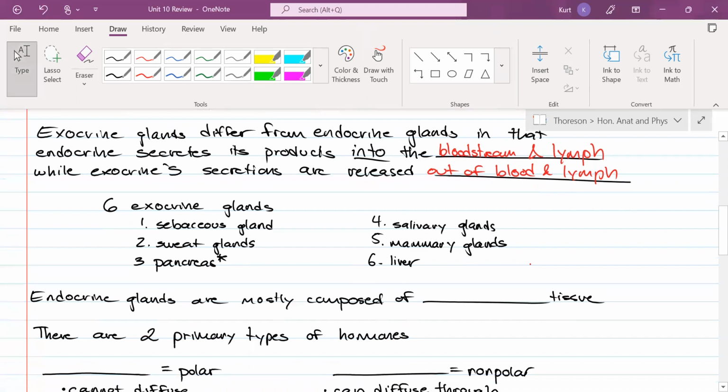All right. Exocrine glands are mostly composed of blank tissue. Glandular. Now, someone in second period says, you never taught us glandular tissue in unit 3. You're right. I taught you epithelial, connective, muscle, and nervous. Glandular tissue is epithelial tissue. It's mostly cuboidal epithelium.